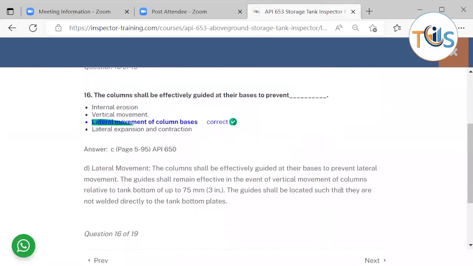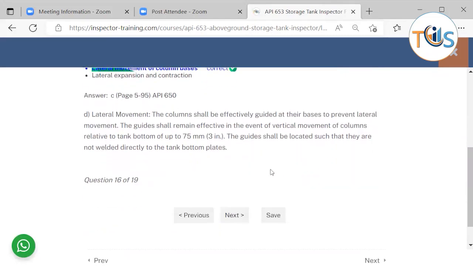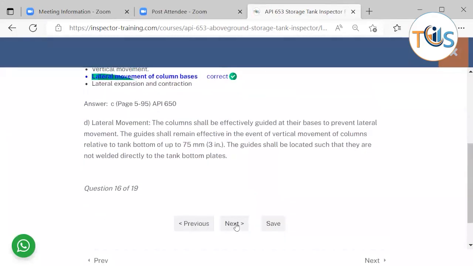The columns shall be effectively guided at their bases to prevent lateral movement of the column bases. So this makes sense. If you have lateral movements, then the tank will become disabled, and if there is a number, they say how much you should resist the vertical movement of columns, it's 3 inch. That's a minimum requirement that it should resist. Up to 3 inch the columns can move with respect to time and still stay safe. But this will be an open book question if there is a number involved. Otherwise, this is common sense.